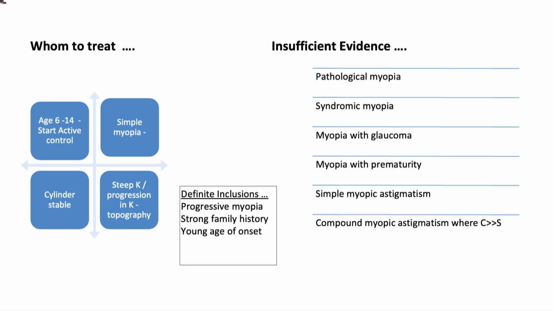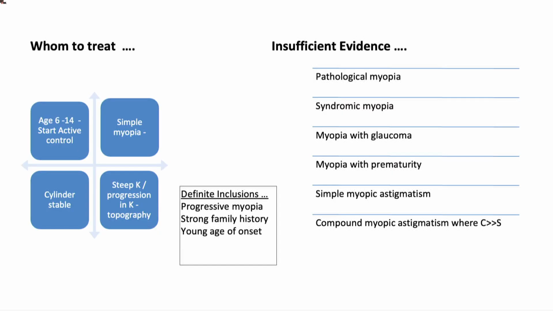Okay, then myopia with glaucoma, prematurity, yeah, you can, provided there are no other issues. With a cylinder, like a 0.25 sphere with -4 cylinder, that may not be a good candidate for myopia management spectacles. Definite indication, young age of onset.